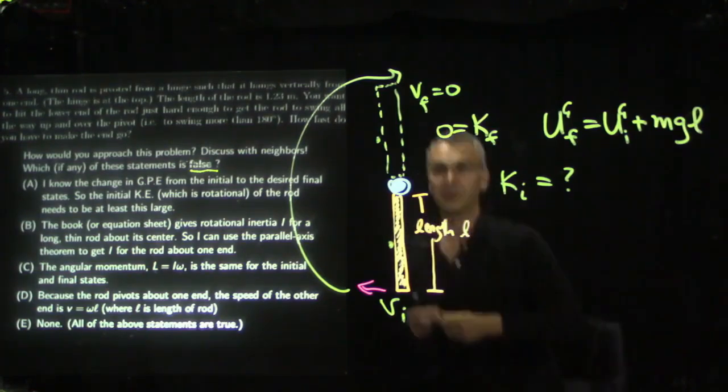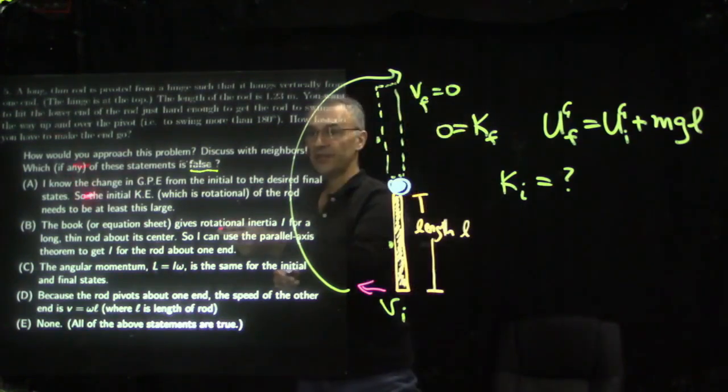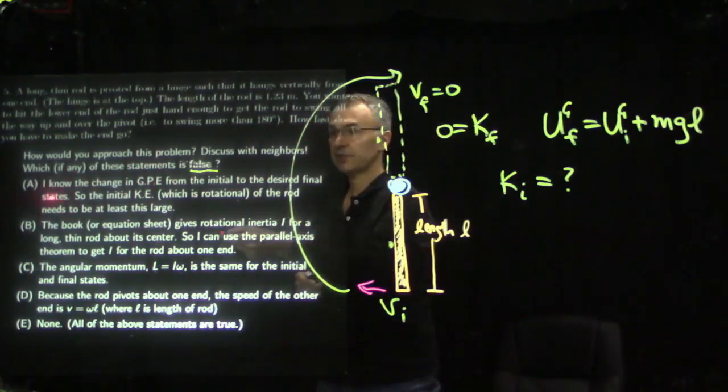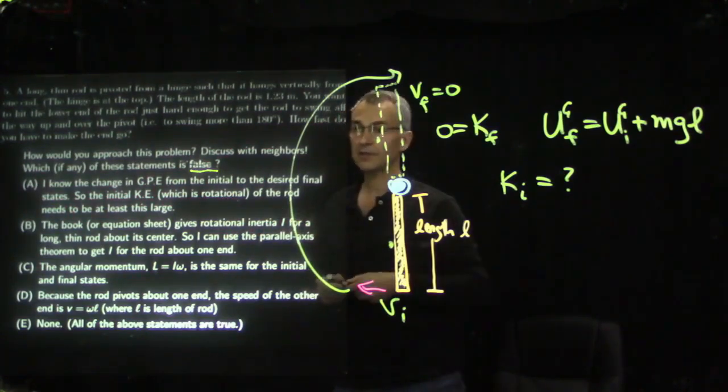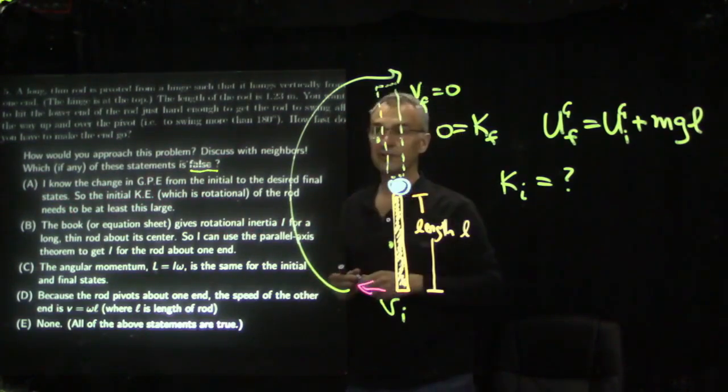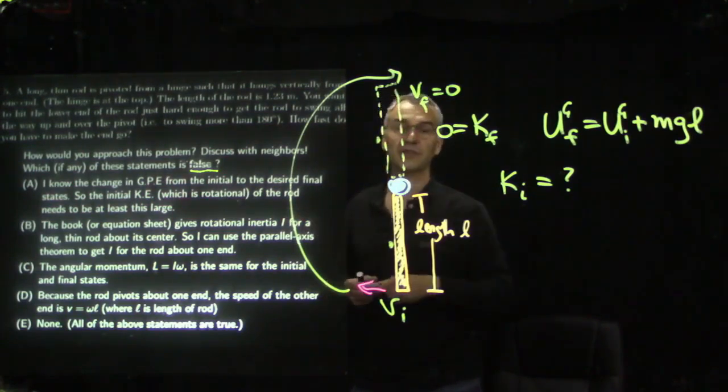We have a list of statements here. I guess we're supposed to find one which is false. I know the change in gravitational potential energy from initial to the desired final state. So the initial kinetic energy, which is rotational of the rod, needs to be at least this large. Well, I think A is a true statement, except is it rotational or is it rotational plus translational? And we could answer it both ways, it turns out. I'll show you that.